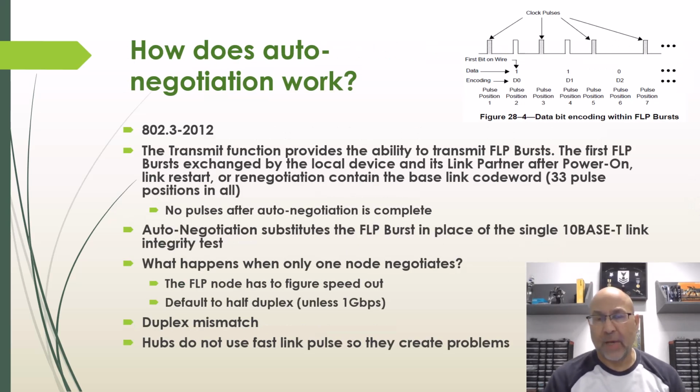So how does auto negotiation work? Well, we can see a couple of sections about this in the IEEE 802.3 2012 version. That's one of the latest and greatest from the Ethernet standards body. And I've got a picture above me here of what the pulses look like. So what we're talking about here is something called the fast link pulse.